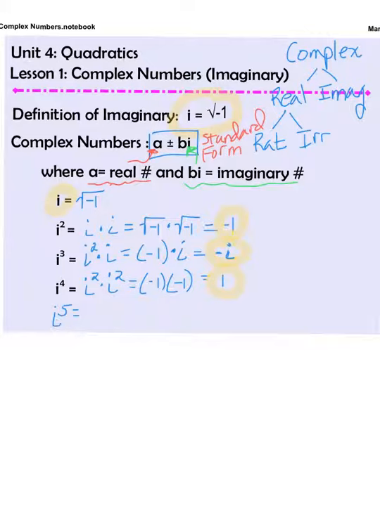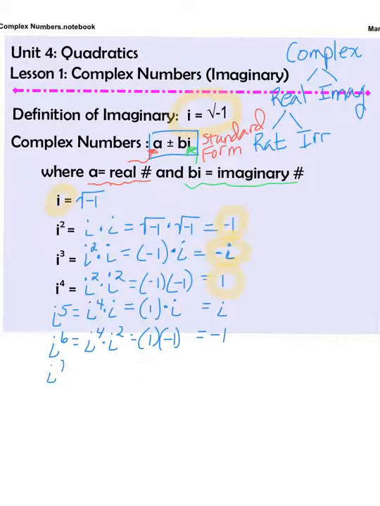So i to the fifth can be broken into i to the fourth times an i. That gives you 5 i's. Well, i to the fourth is positive 1 times an i gives you i. Look at i to the sixth. Well, i to the sixth can be broken into i to the fourth times i squared. Well, we know that i to the fourth is 1 and i squared is negative 1. So we get negative 1.